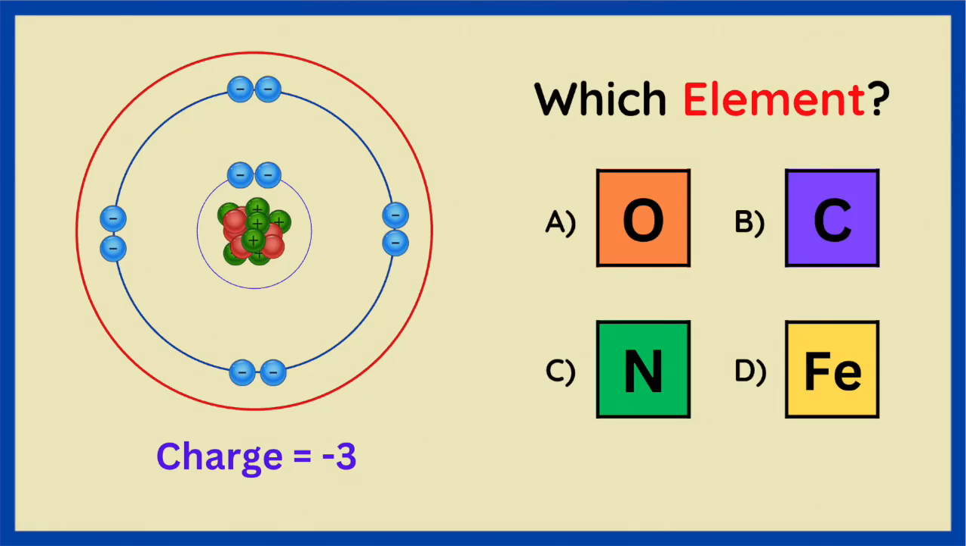Which of these elements corresponds to this diagram that we see on the left? O, C, N, or Fe. A key piece of information to highlight is the fact that it has a -3 charge. But what exactly does that mean, and how does that help us?